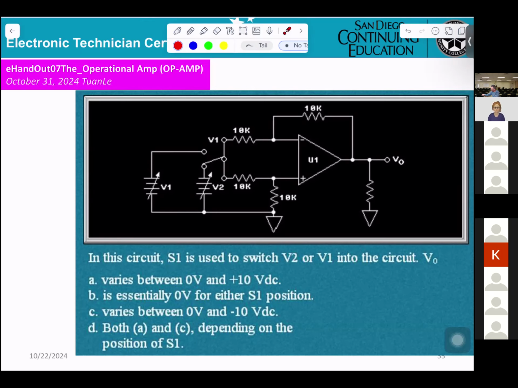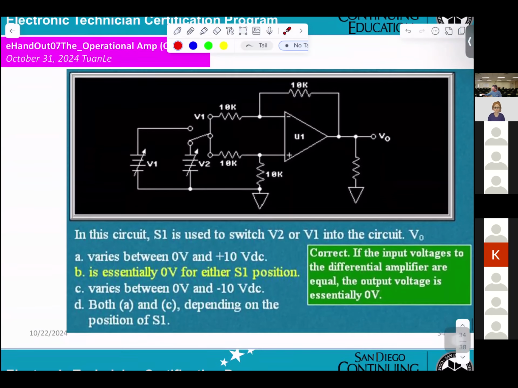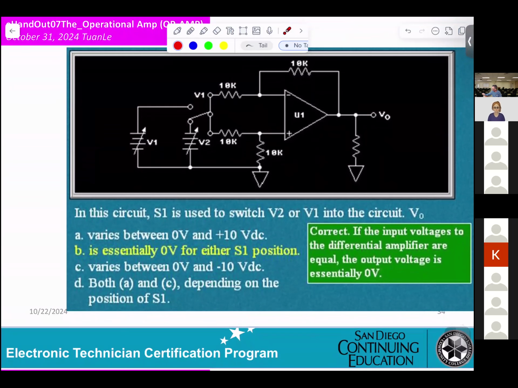So either you can use that or you can connect up to V1. So the answer will be, I think, D, both A and C. They can be going 0 to 10, or they can be going 0 to minus 10, depending on, it looks like, the saturation voltage. Okay, the answer will be B.